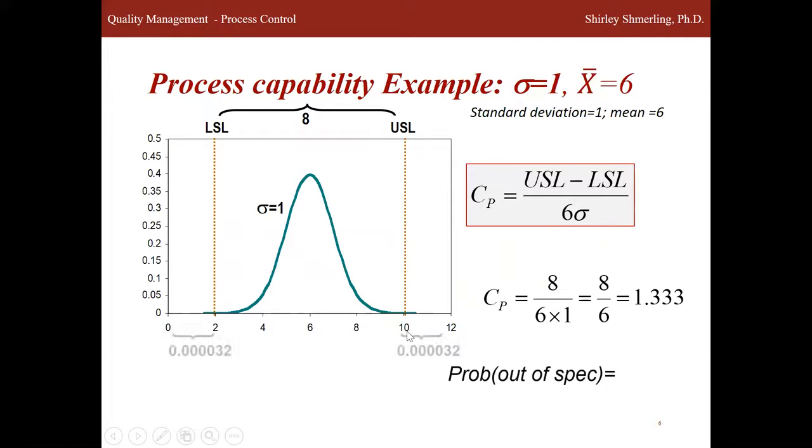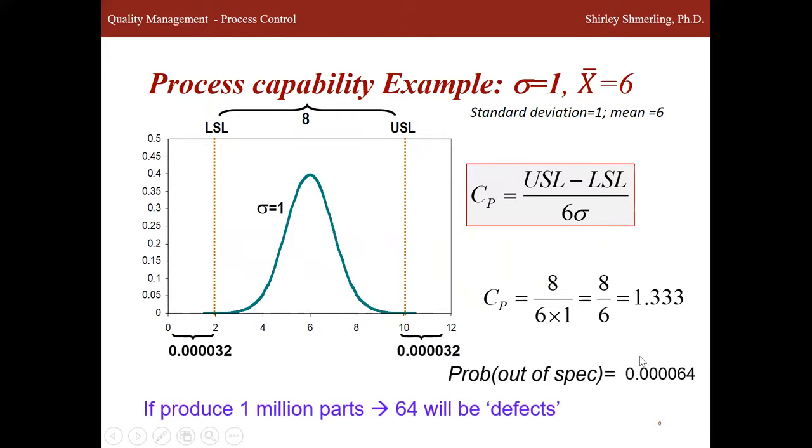In this case, the probability is very small to be above the 10 or under the 2. So the probability to be out of specification is the sum of these two, which is this value. If we're producing 1 million, what are the defects per 1 million? Take this probability times 1 million, and we get that out of 1 million, we will have 64 defects.